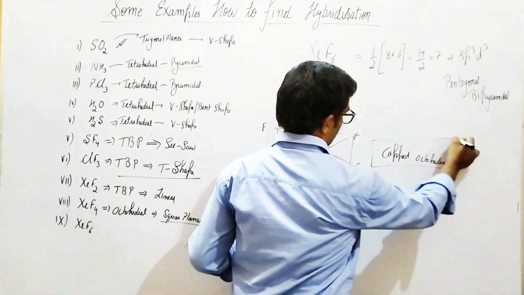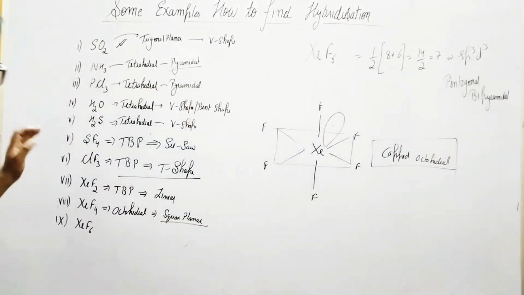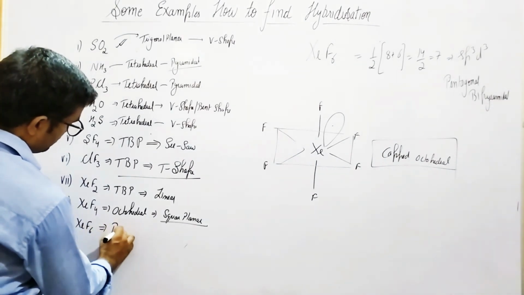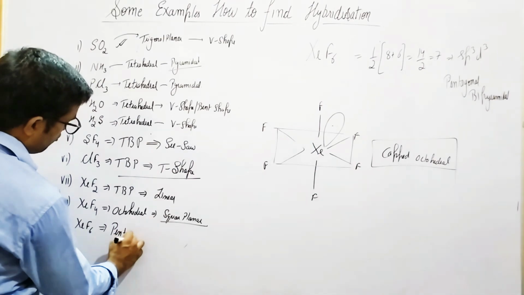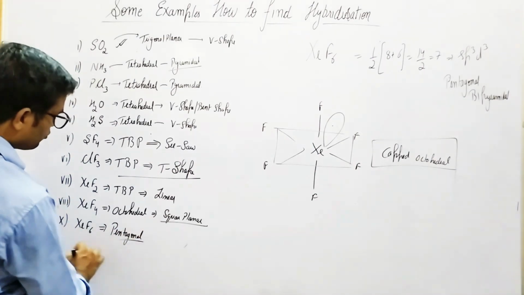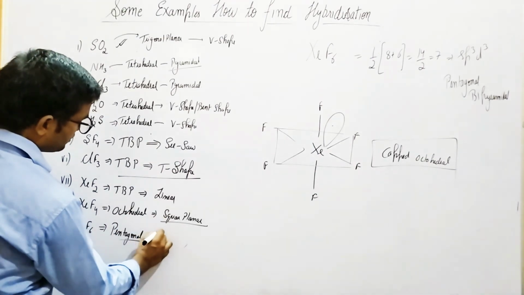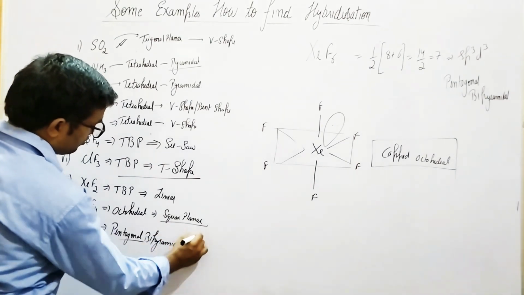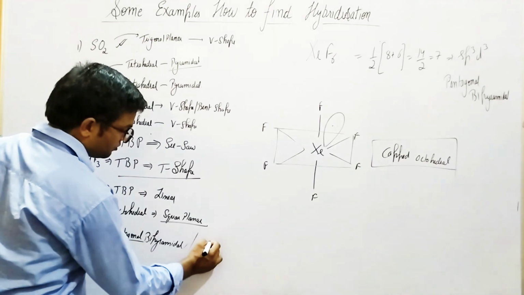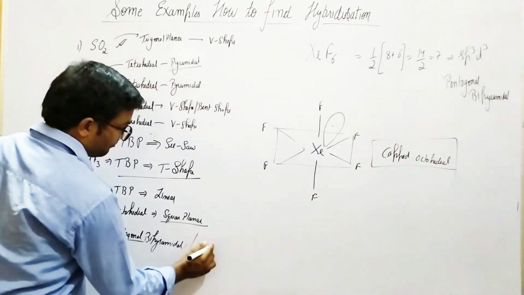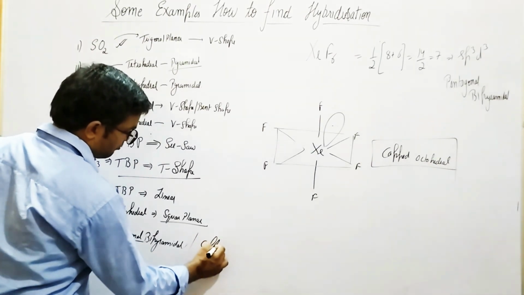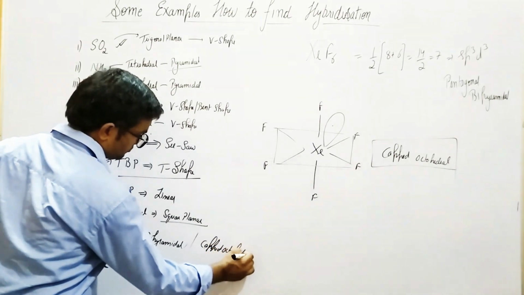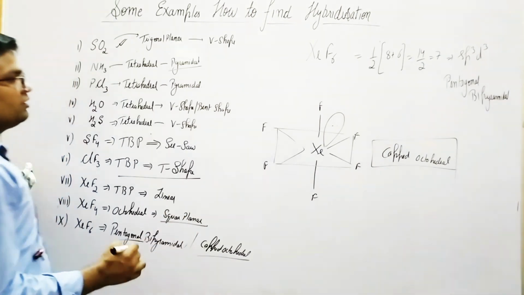Therefore, it is the last example. Students, try these examples, and later we will discuss more examples. But these are more than sufficient examples, which must be known by you. Trigonal bipyramidal, or octahedral, capped octahedral. We'll say capped octahedral. Okay, students, and thank you.